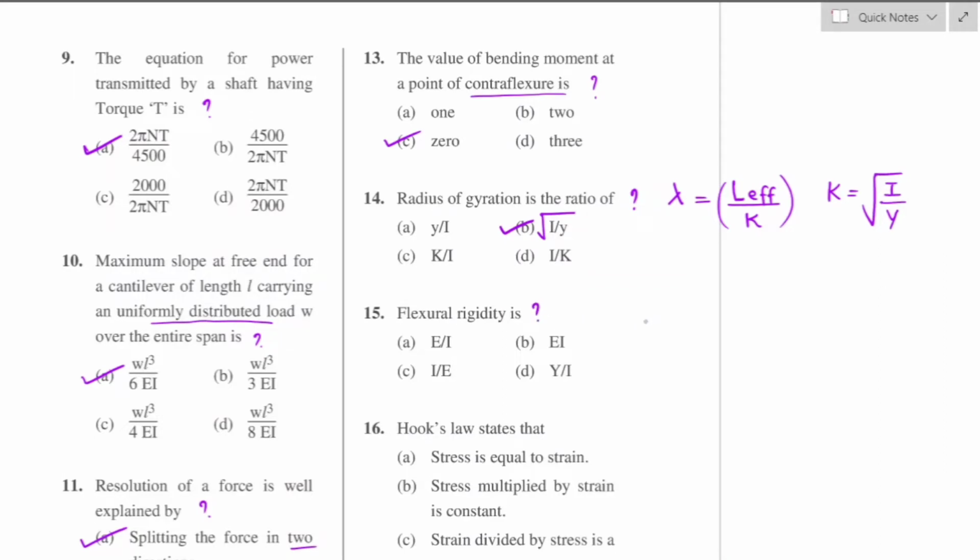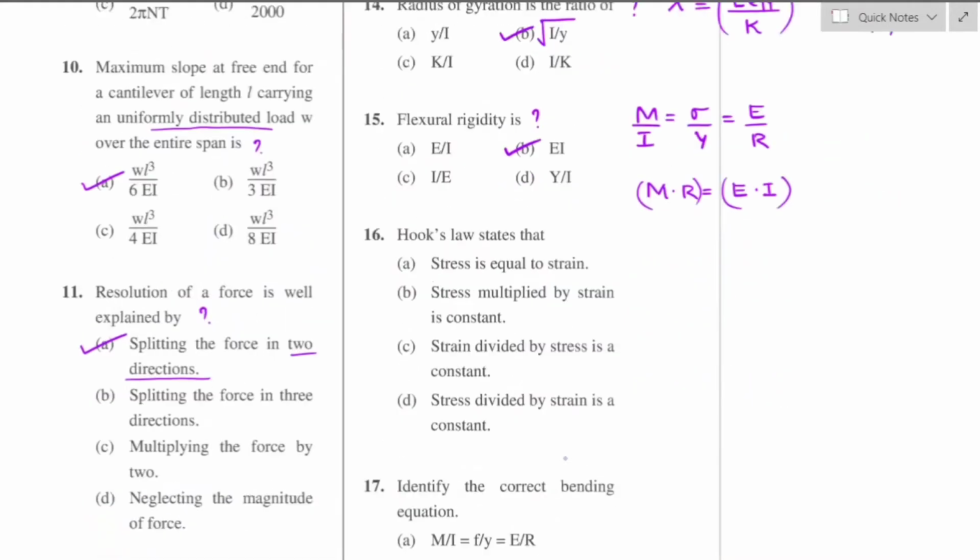Question number 15. Flexural rigidity is: as per bending theory equation, we know that M by I is equal to sigma by y is equal to E by R. So the product of maximum bending moment into radius of curvature of a beam is equal to Young's modulus of elasticity into moment of inertia, which means that flexural rigidity is equal to the product of modulus of elasticity into moment of inertia. So right answer is option B.